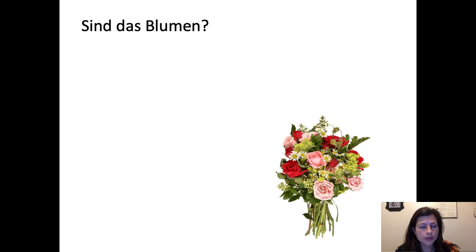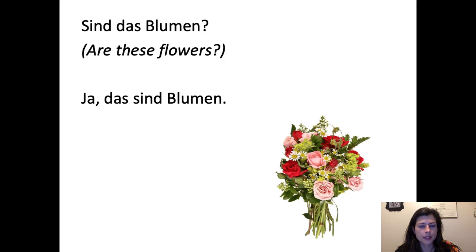Sind das Blumen? Now with the plural, a lot of times we're not going to have any article at all, but we can still do the negative, right? Because we can't say, are these a flowers? You can't say that. But you can say these are not flowers. You can certainly say that, right? So you can put the negative in. This one is, we're going to do positive. Ja, das sind Blumen. Yes, these are flowers.